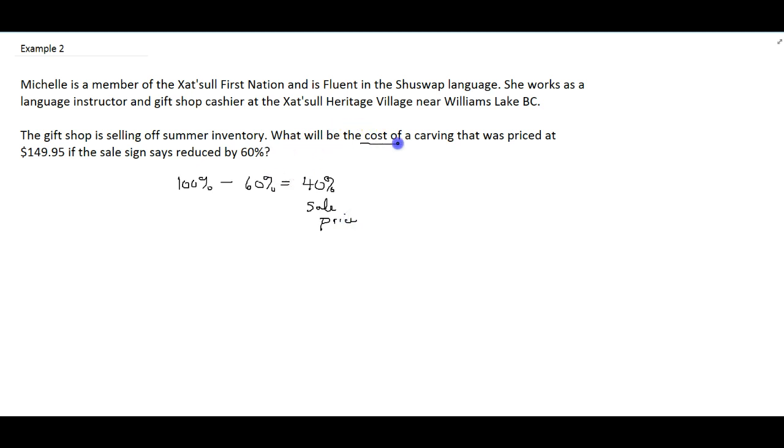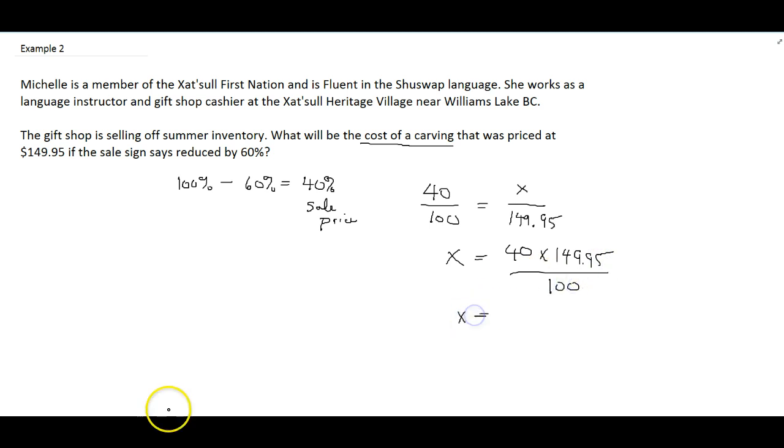In this instance, we're being asked, what is the cost of a carving? And so rather than finding the reduction, which is 60%, we're going to find the price, which is 40% of that retail price. So we put 40 over 100, and that's equal to our sale price over $149.95. We are going to then calculate. We cross multiply and divide. So we take 40 times $149.95, divide by 100, and that gives us a sale price of $59.98. So the carving would cost $59.98. Let's do another example.